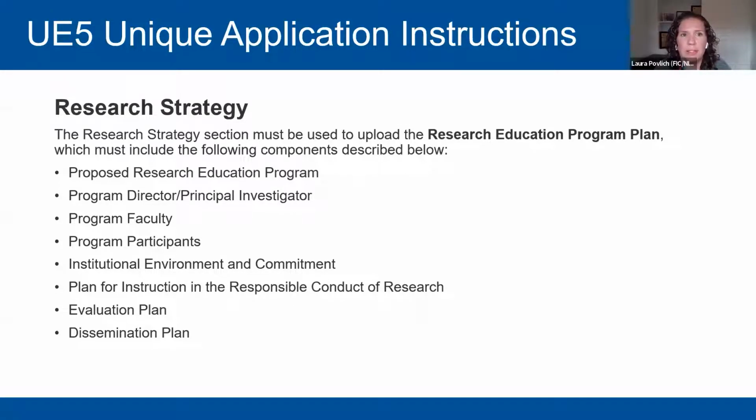Just wanted to point out a couple of unique application instructions for the UE5. The first is that the research strategy section for research education programs is where you would upload the research education program plan. So a little bit different components than you might see for a research project. This plan includes the proposed research education program, the PD/PI, the program faculty, the program participants, the institutional environment and commitment, the plan for instruction and the responsible conduct of research, the evaluation plan, and the dissemination plan.